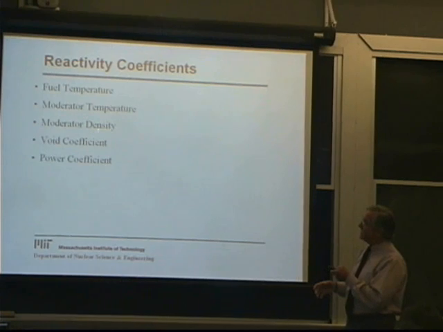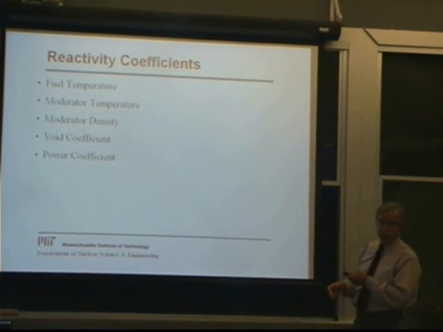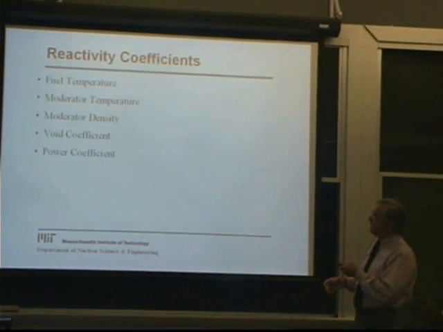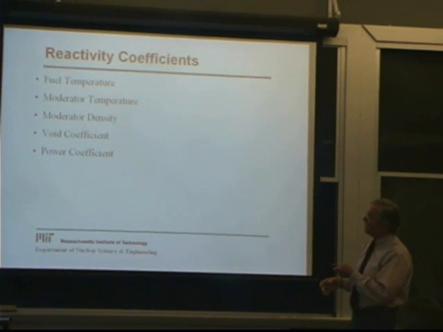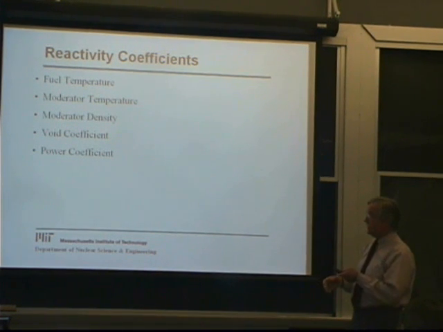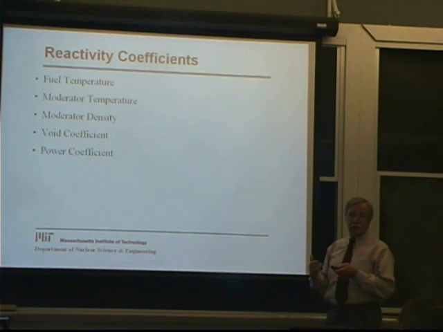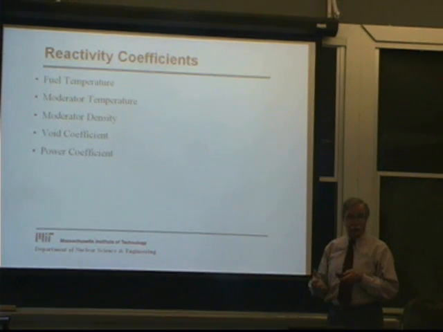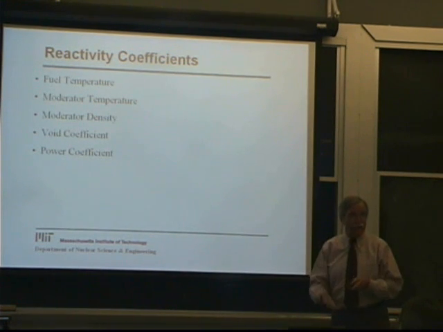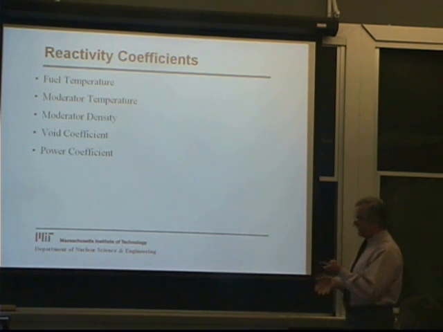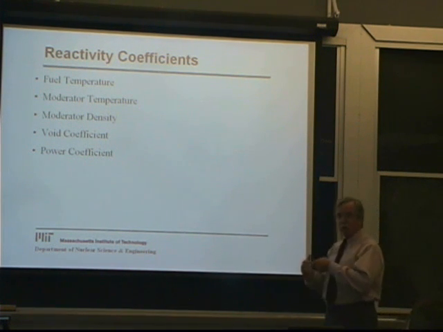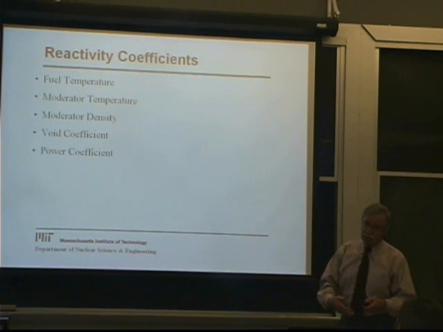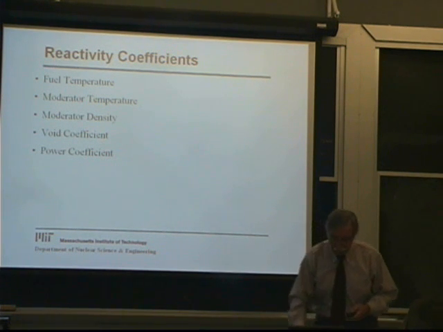Most designers try to make all of these negative, but it's not always possible, especially in fast reactors where the void coefficient is listed, because as you void a fast reactor, you in fact harden the spectrum and you make it more reactive. So it's a complicated process, but the bottom line is they all interact in an integrated way to determine whether or not you're adding reactivity or essentially removing it.